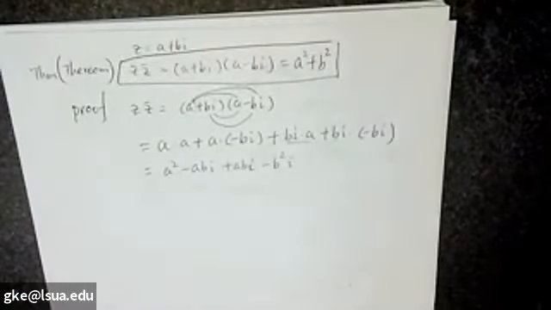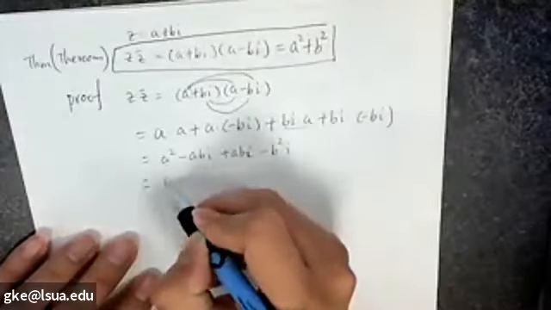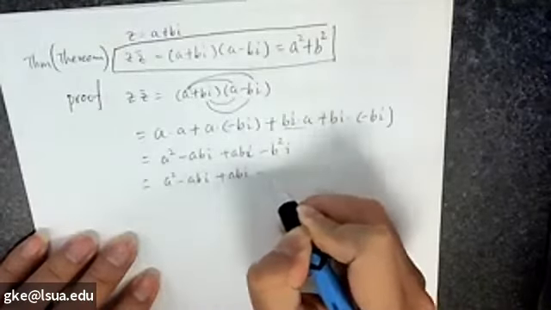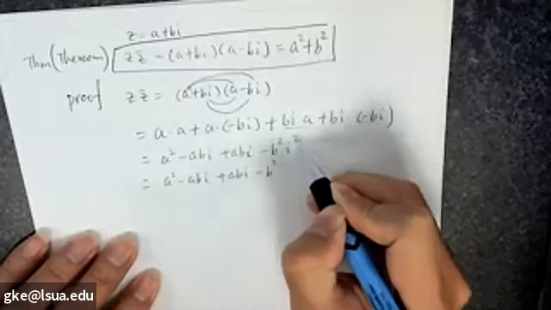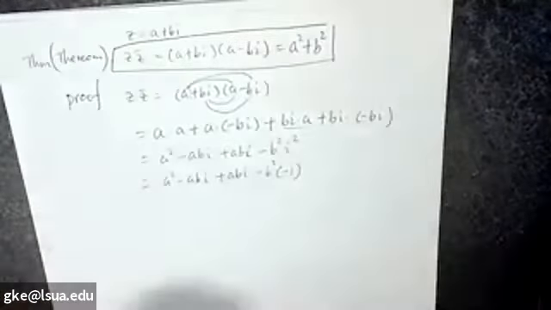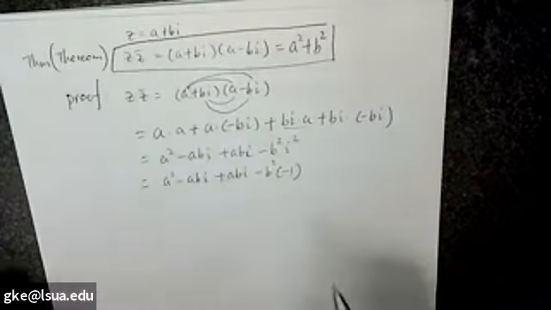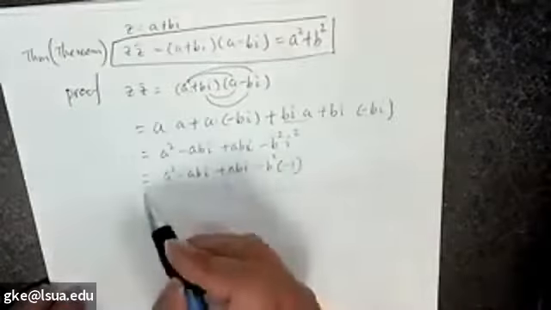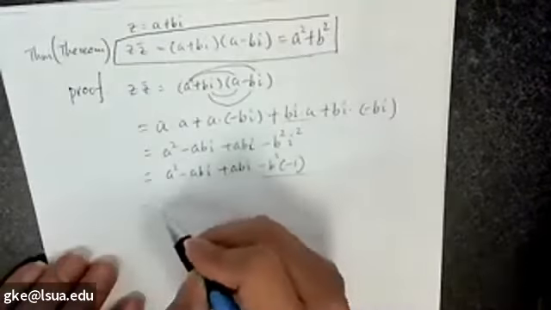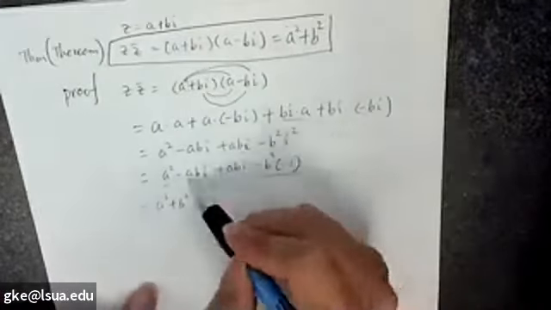Here, negative b squared i. Sorry, here it should be i squared, okay, negative 1. I squared equals negative 1. And then negative, negative, positive. So here we can combine the real part, which is a squared plus b squared. The imaginary part cancels out.